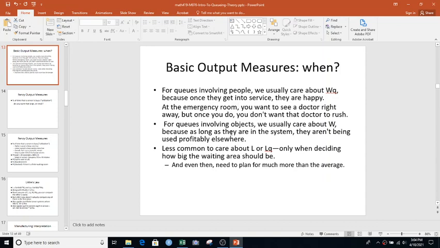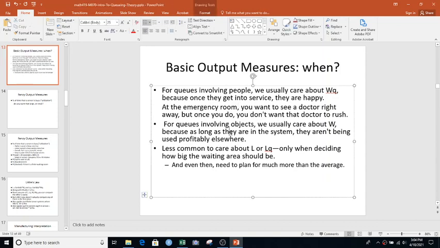For queues involving objects, like repairing machines, as long as they're in our queuing system, either waiting to get repaired or getting repaired, they aren't actually processing items and making money for us. So we would tend to care more about W. The machine doesn't care whether it's in the queue or in service. It's just not being productive either way.